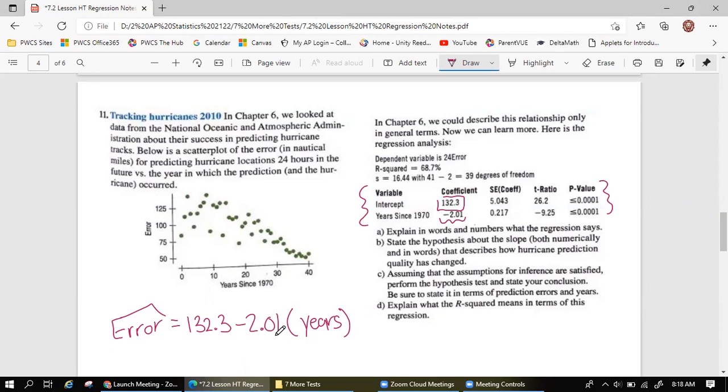So as we get further along in years past 1970, our error goes down. It looks like we're getting more accurate predictions of the hurricane location. We want to state a hypothesis about the slope.